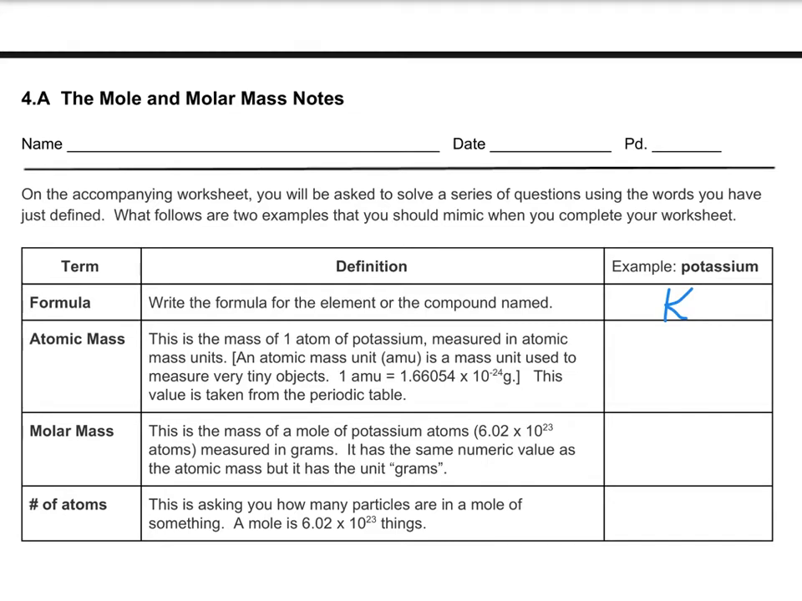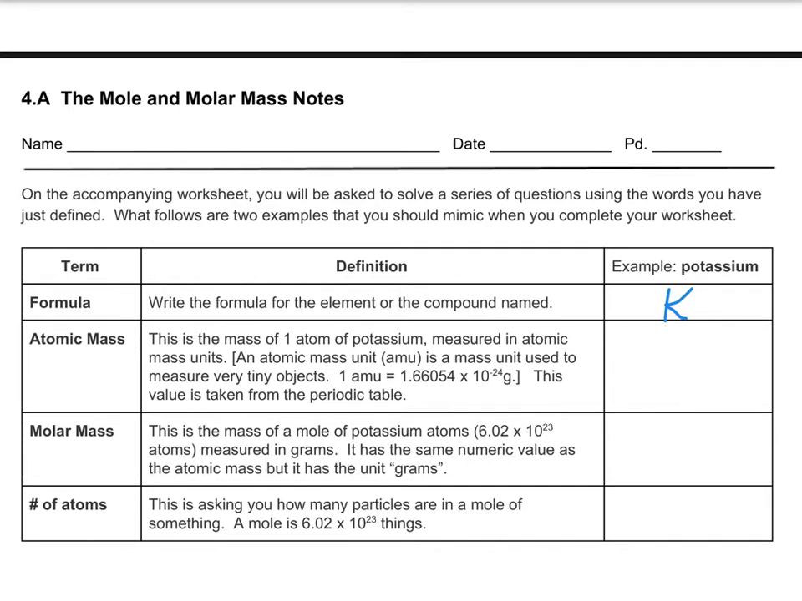Next, I'll ask you for an atomic mass if, in fact, this is an element. This is the mass of 1 atom of potassium measured in atomic mass units. An atomic mass unit, remember, is a mass unit used to measure very tiny objects. 1 AMU is 1.66054 times 10 to the negative 24th grams. I think there might be a typo on your paper where this negative isn't there. You can go ahead and put that in there.